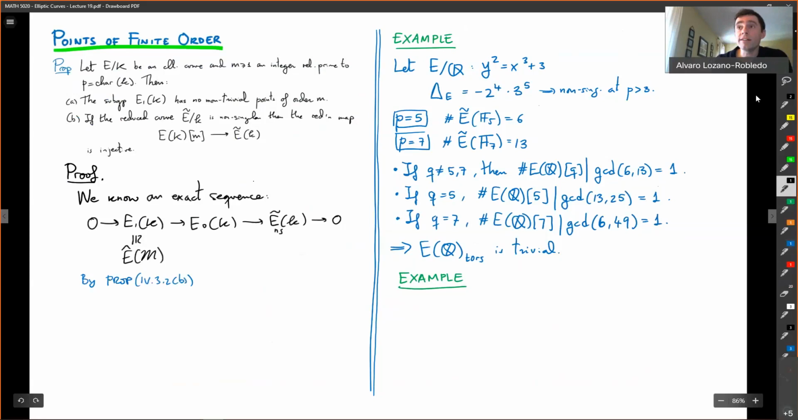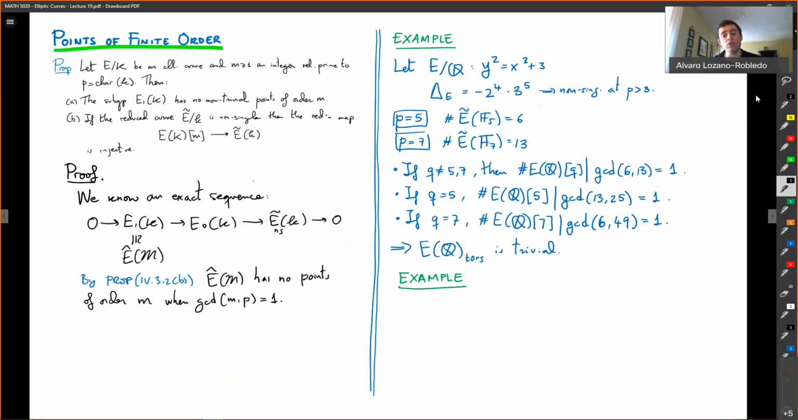what we saw is that E hat of m has no points of order M when the GCD of M and p is 1. So it has no prime-to-p torsion. Okay, so that proves A. That is part A, that checks that there are no points of order M on E1, because E1 is E hat.